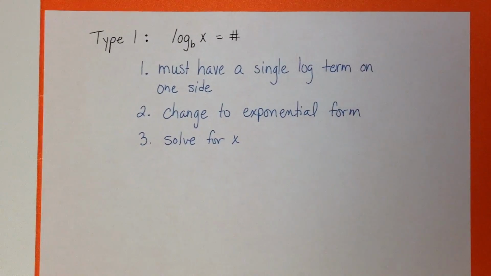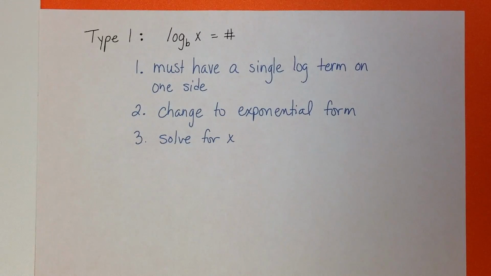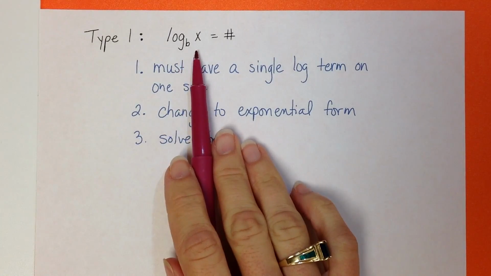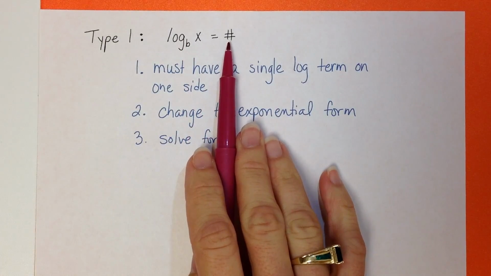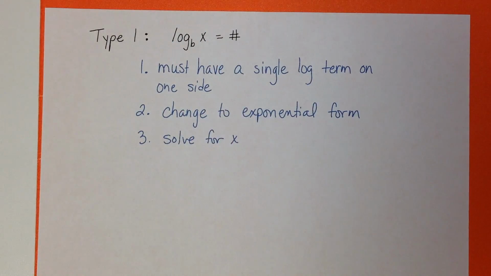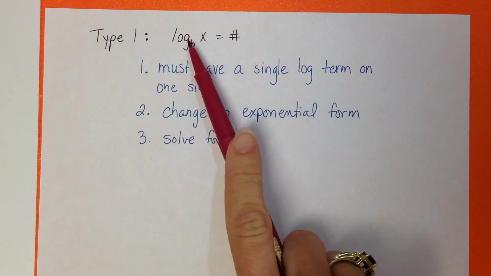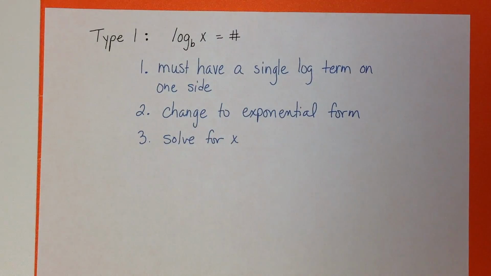Alright, we're going to look at actually two types of logarithmic equations. And the first one that we're going to look at is going to be in this particular form, where we have a log expression equal to just some number. So first of all, you need to make sure that you do have just a single log term on one side by itself. Once you get that taken care of and you have it where it looks exactly like this, then you'll go to step 2, which is to change it to exponential form.